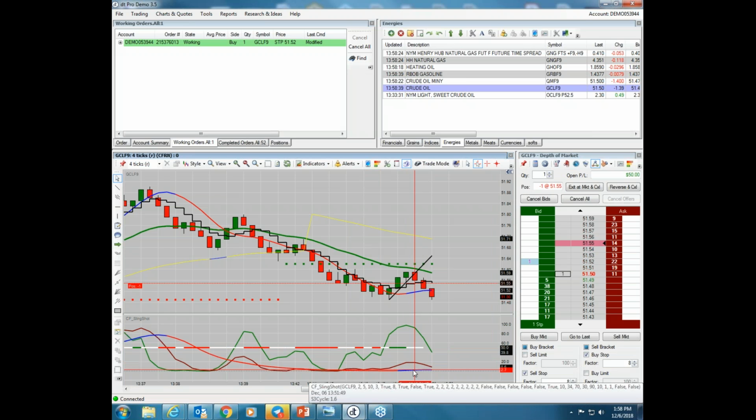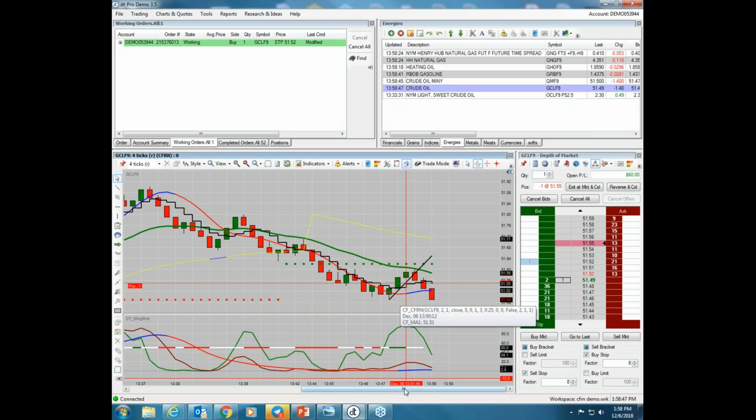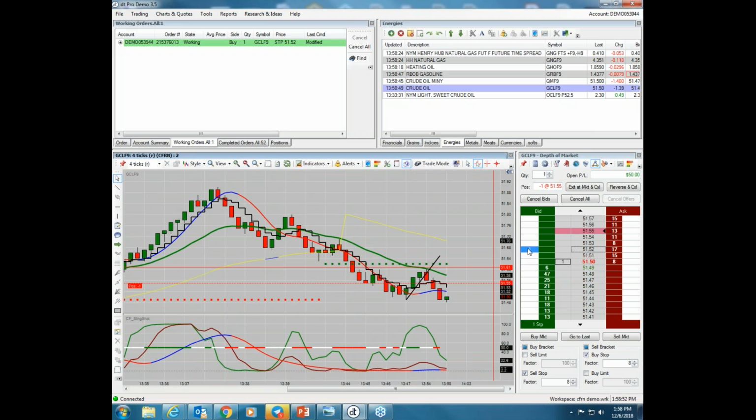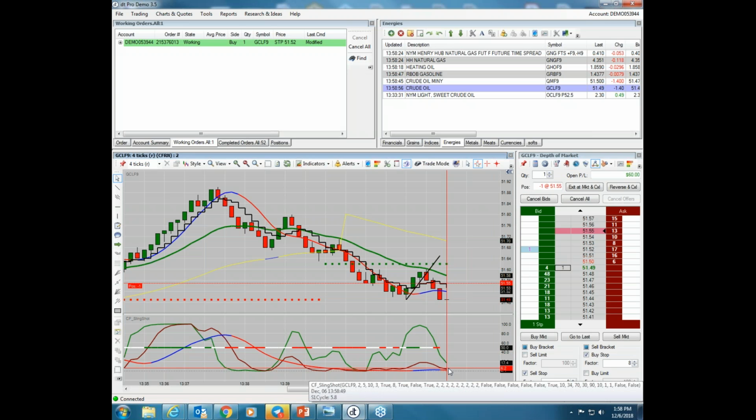This was okay because it was flat. If this was curled up at a 45-degree angle, I would have said that's a no-go. It's flat, that's fine. So it's starting to get closer into the cycle.